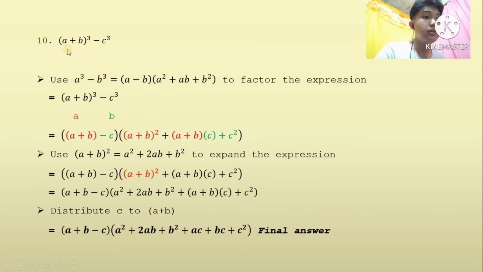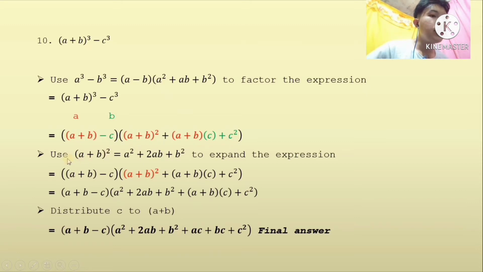So number 10, let's factor a plus b raised to 3 minus c raised to 3. So use this pattern, which is a raised to 3 minus b raised to 3 is equal to a minus b times a squared plus ab plus b squared, to factor the expression. So in this expression, our a is a plus b, and the b is c. So to factor, it will become a plus b minus c times a plus b raised to 2 plus a plus b times c plus c raised to 2.